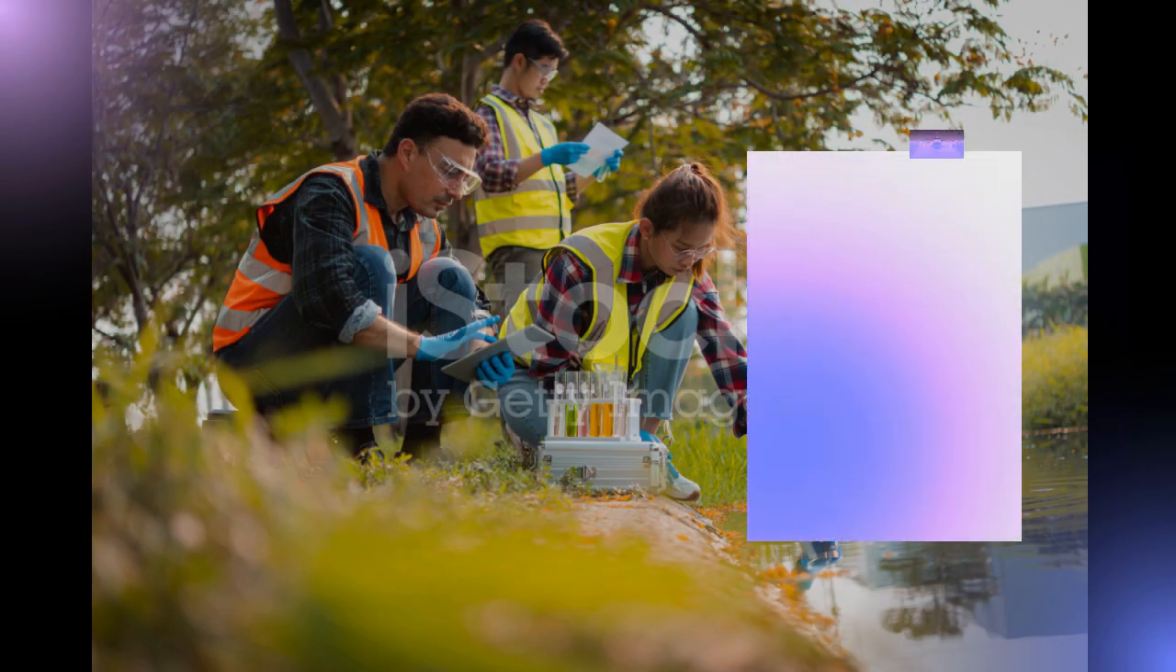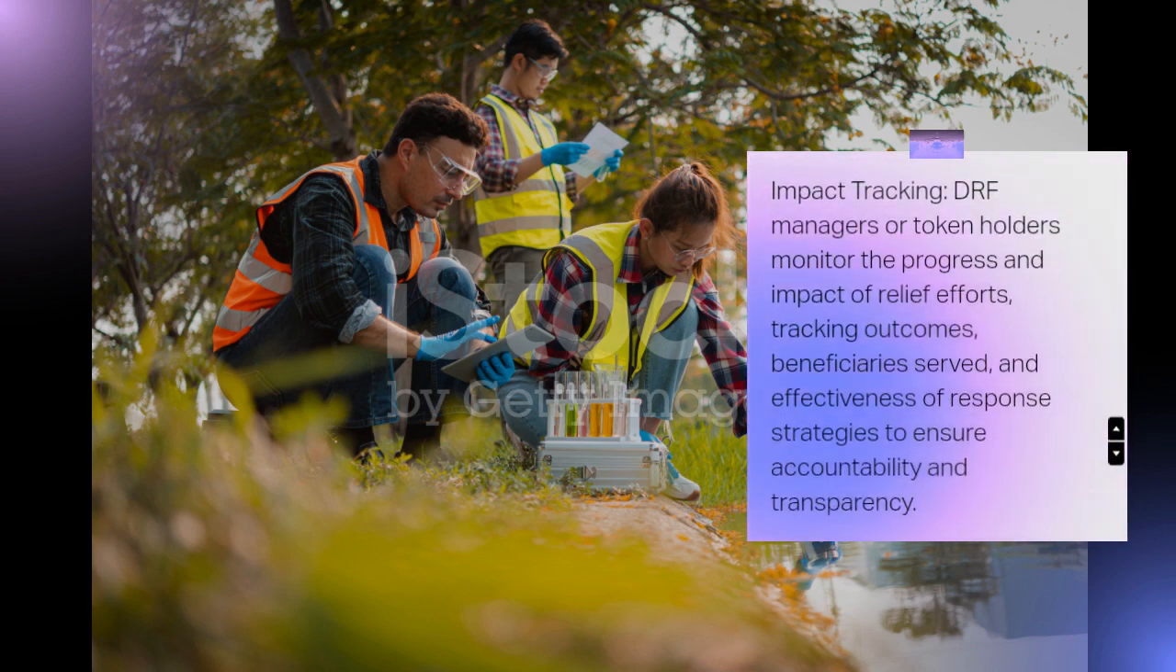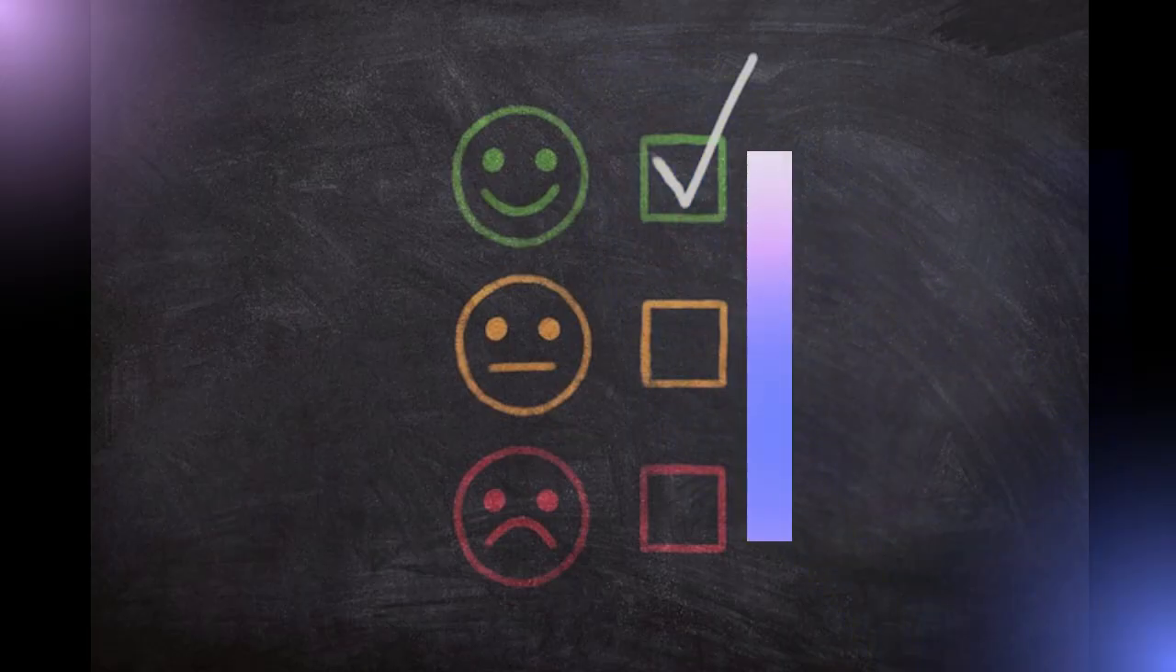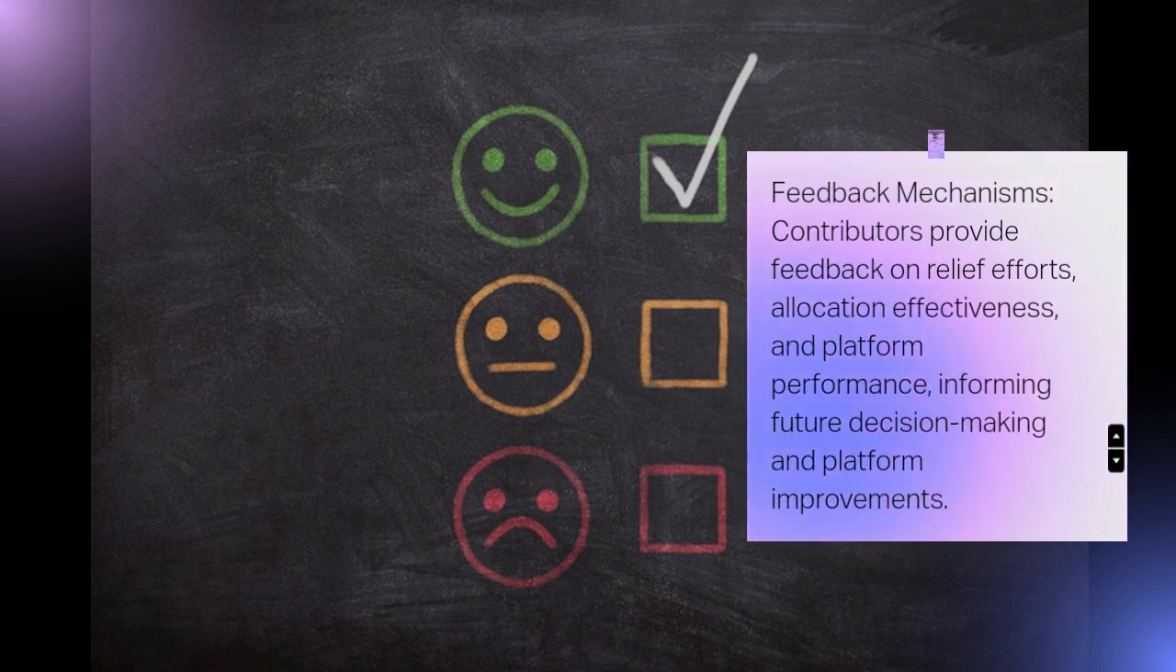Impact tracking. DRF managers or token holders monitor the progress and impact of relief efforts, tracking outcomes, beneficiaries served, and effectiveness of response strategies to ensure accountability and transparency. Feedback mechanisms. Contributors provide feedback on relief efforts, allocation effectiveness, and platform performance, informing future decision-making and platform improvements.